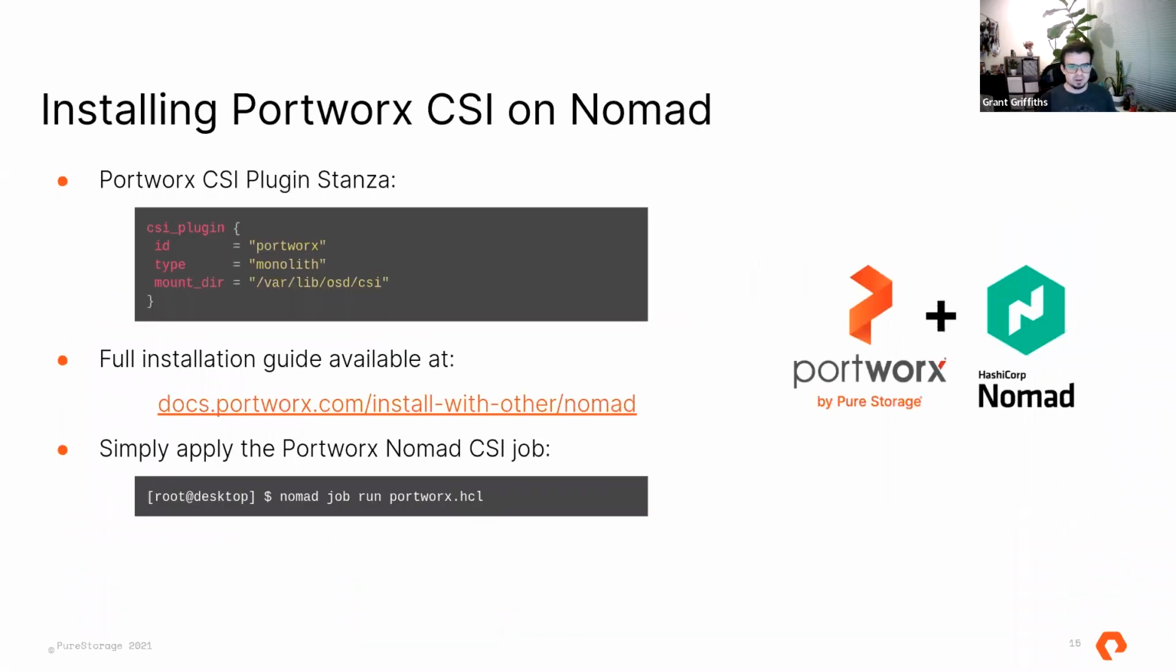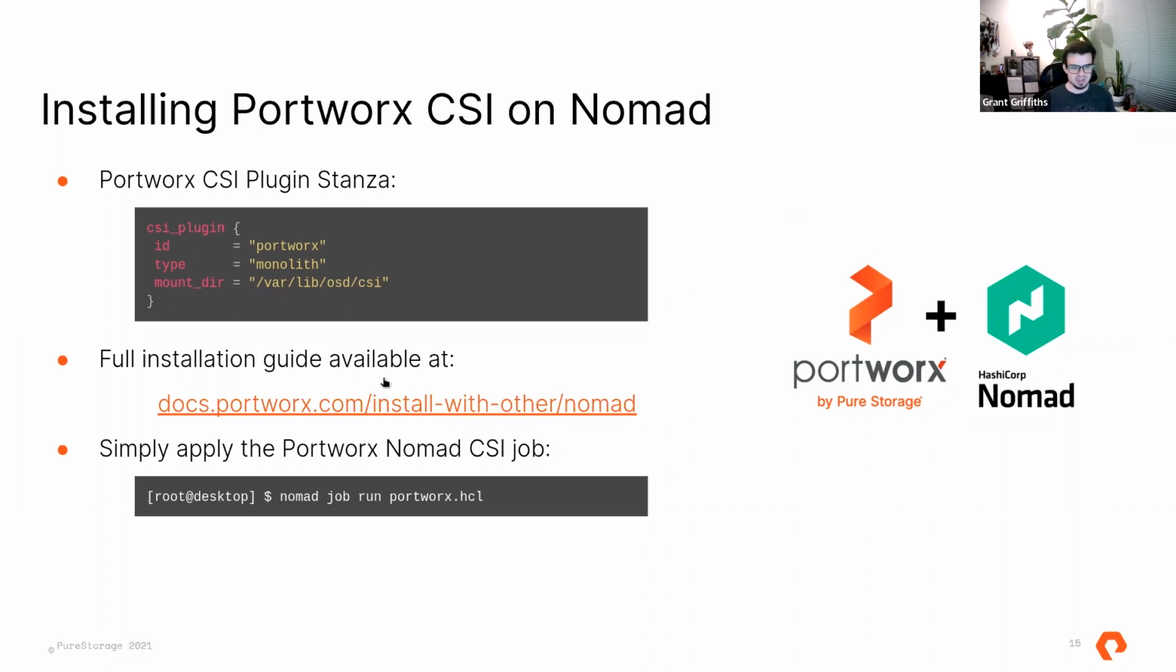But for now, let's talk about installing Portworx on CSI just through the job spec. So as I mentioned before, there's the CSI plugin stanza that you'll need to add to the Portworx deployment job. So we recommend naming it Portworx and definitely having the type as monolith. And then the map directory will be varlib osd CSI. And this gets mounted in our container, and this will basically be where all of the CSI mount paths will be created when you try to mount a volume in a pod, or sorry, in a job.